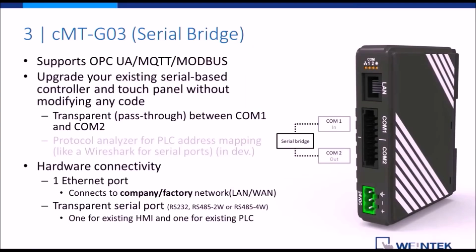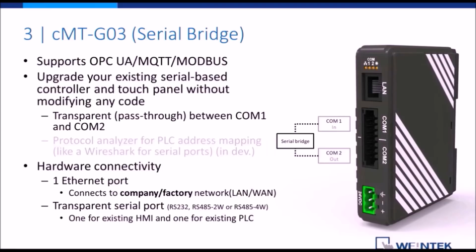GO3 is quite different. First of all, it also has an Ethernet port that connects to the company and factory network, so that's for MQTT, etc. But for the serial ports, it has two serial ports, and they're not both used for PLC communication. These serial ports are transparent serial ports. These two are connected internally by a virtual serial bridge. COM1 is for inbound connection. COM2 is for outbound connection.